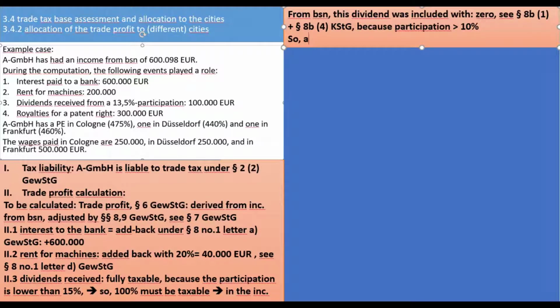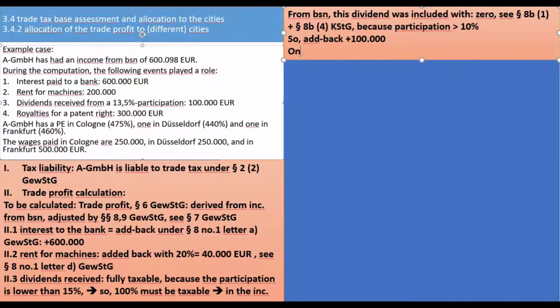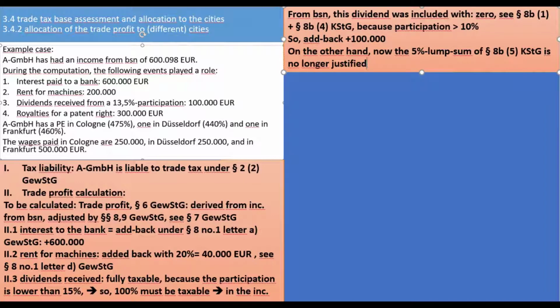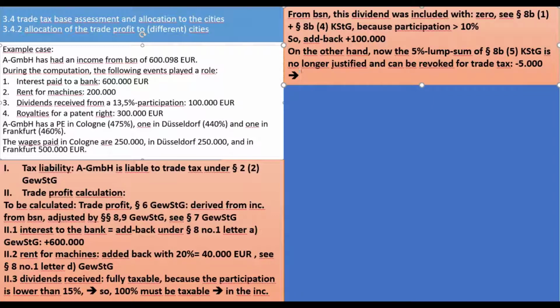So we have to fully add back the dividend amount, 100,000. On the other hand, now the 5% lump sum of paragraph 8b5 KStG is no longer justified and can be revoked for trade tax, so by minus 5,000. So we end up with a correction of plus 95,000 in total for that tax figure.